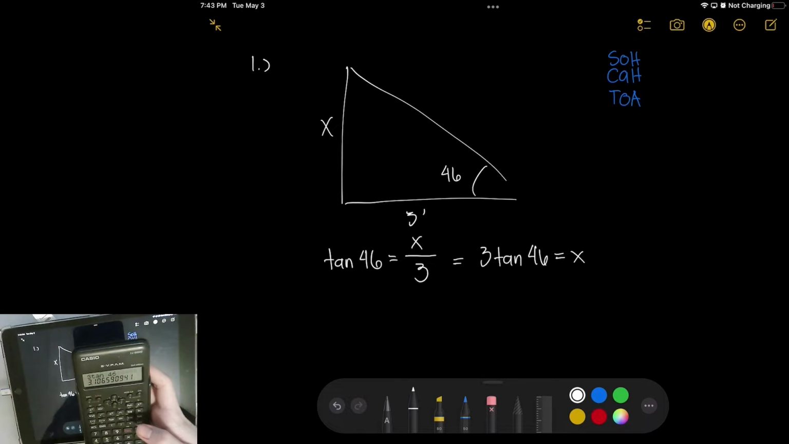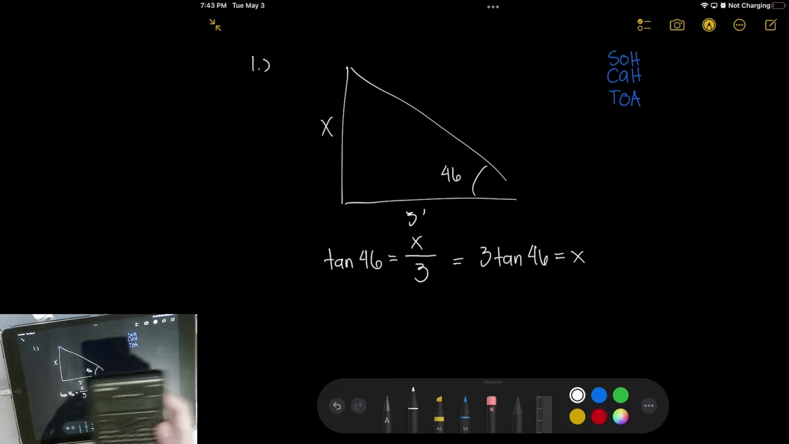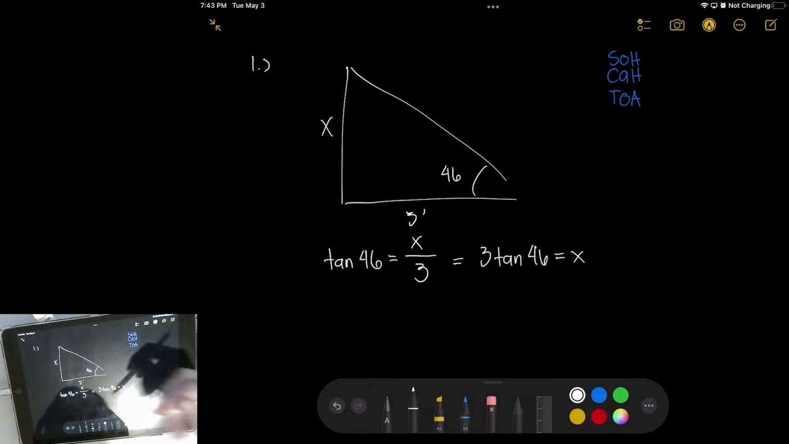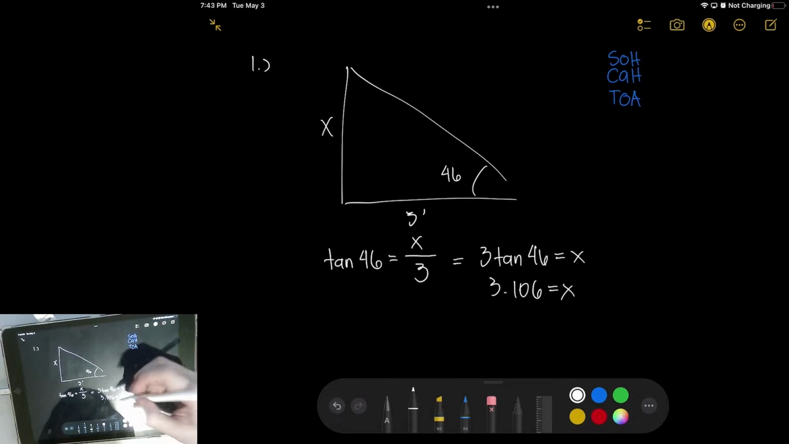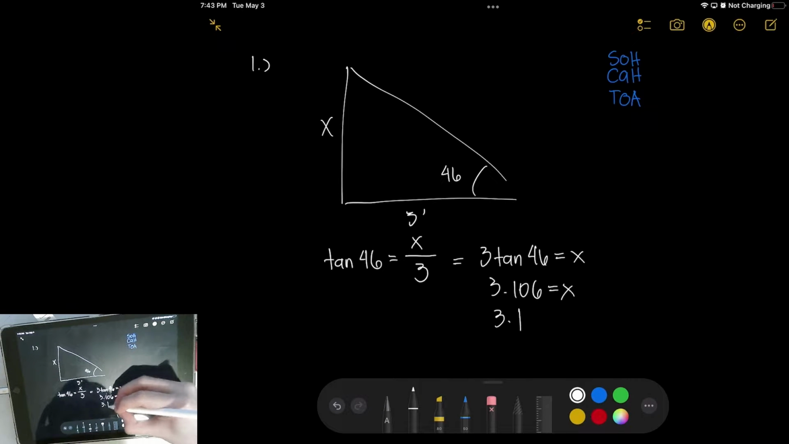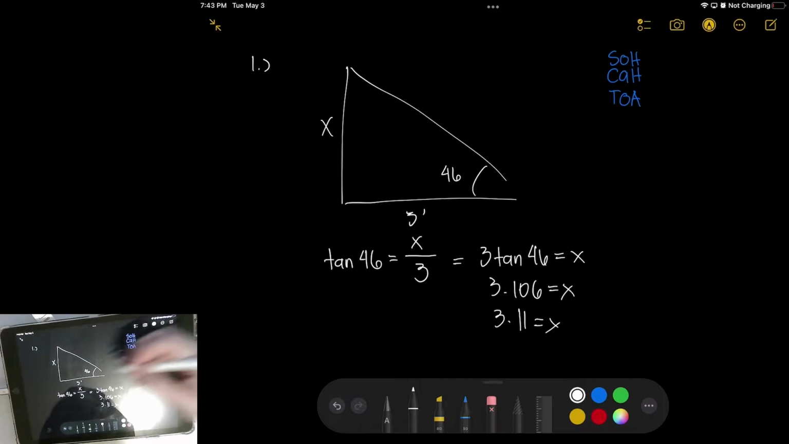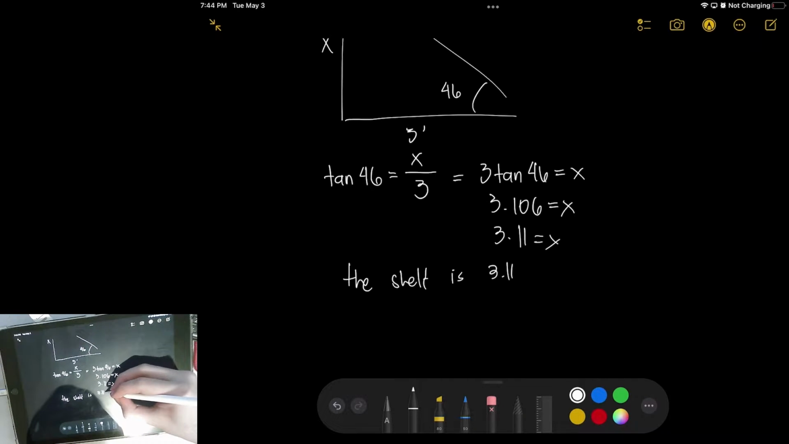This should give us a value of 3.106. So we can write this as 3.106 equals x. Now we can round this to the nearest hundredth, so this then turns into 3.11 equals x. Now we can conclude that the shelf is 3.11 feet tall.